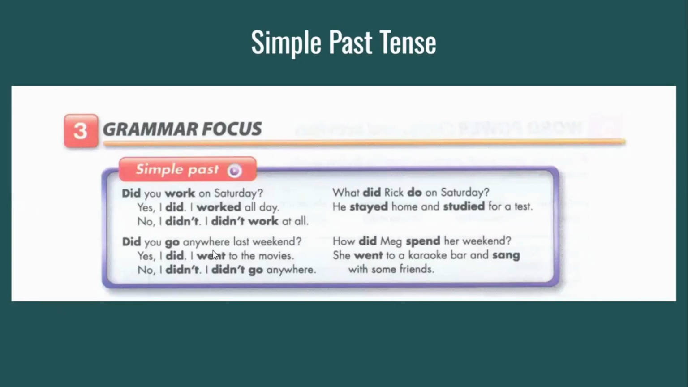Okay. Did you go anywhere last weekend? Yes, I did. I went to the movie. No, I did not. I did not go anywhere. I did not go. I will not say I did not went. Okay, remember that. How did Meg spend her weekend? She went to a karaoke bar and sang with some friends. Okay, that is how we will use our simple past tense.